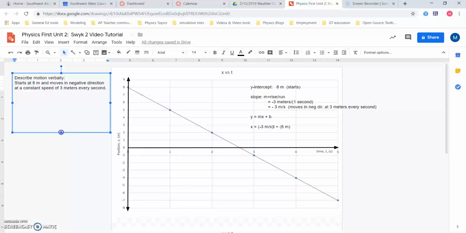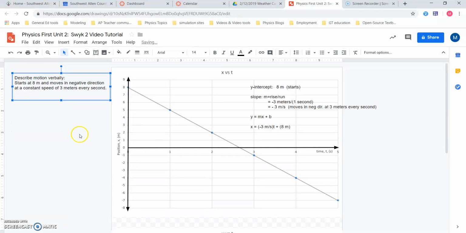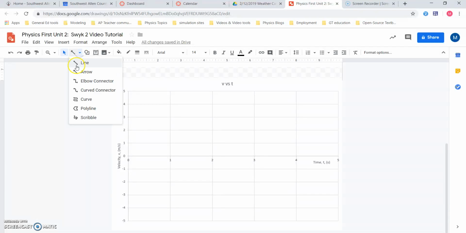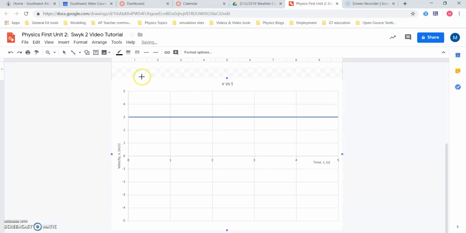Okay, so then sometimes we have to look at velocity time graphs. So let's draw the velocity time graph for this. Well, remember we just said it's moving at 3 meters per second, or 3 meters every second, but in the negative direction. So that means it has a constant velocity. So I am going to draw a constant 3 meters per second every second, constant velocity. But that's not right, because that would be a positive 3 meters per second. I need this to be a negative 3 meters per second.